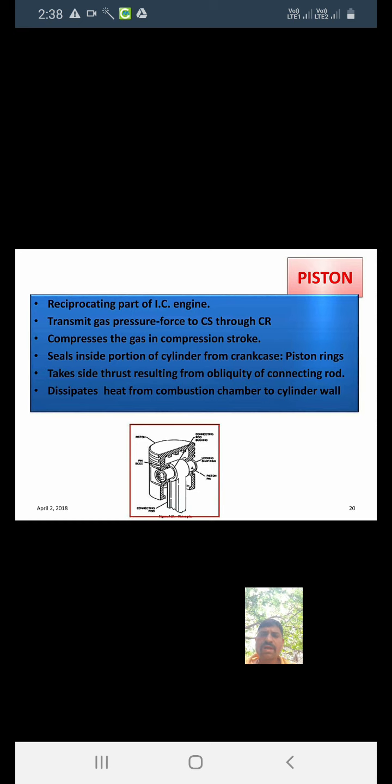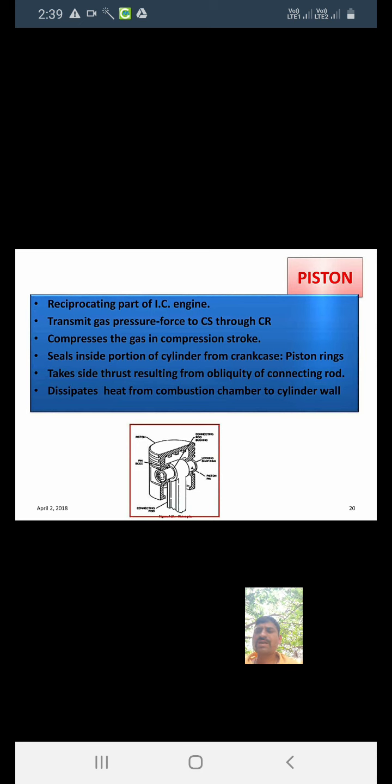Cast iron has good strength and good wear resistance at high temperature, because the temperature of the piston is very high. That's why we require good strength and good wear resistance. Also we require a low coefficient of thermal expansion. The cast iron has a low coefficient of thermal expansion, but cast iron also has some disadvantages: high weight and low thermal conductivity, or we can say the high density of the cast iron.